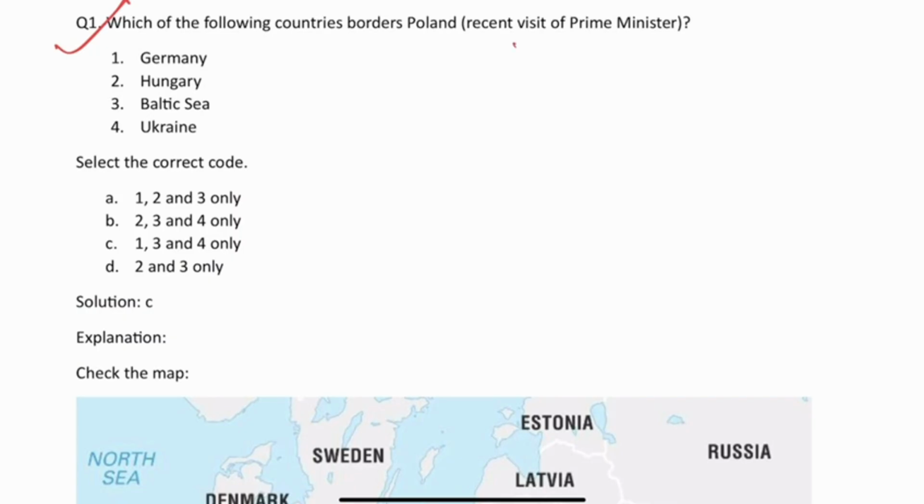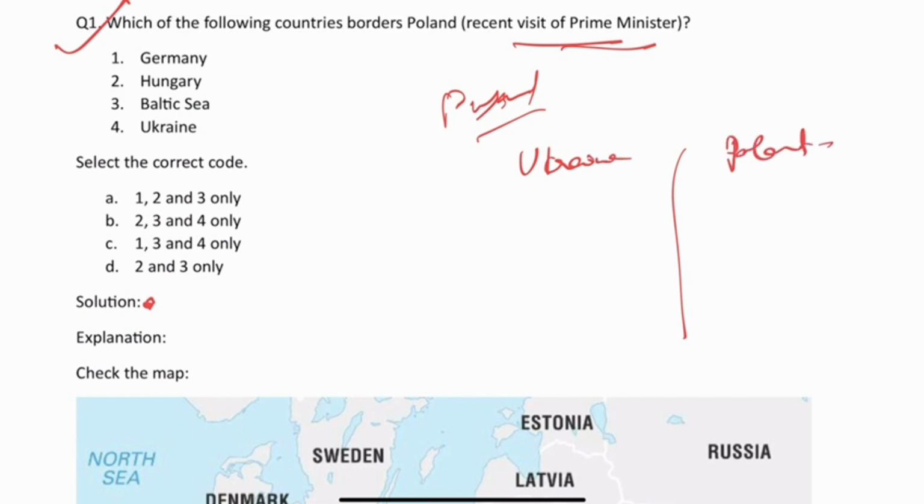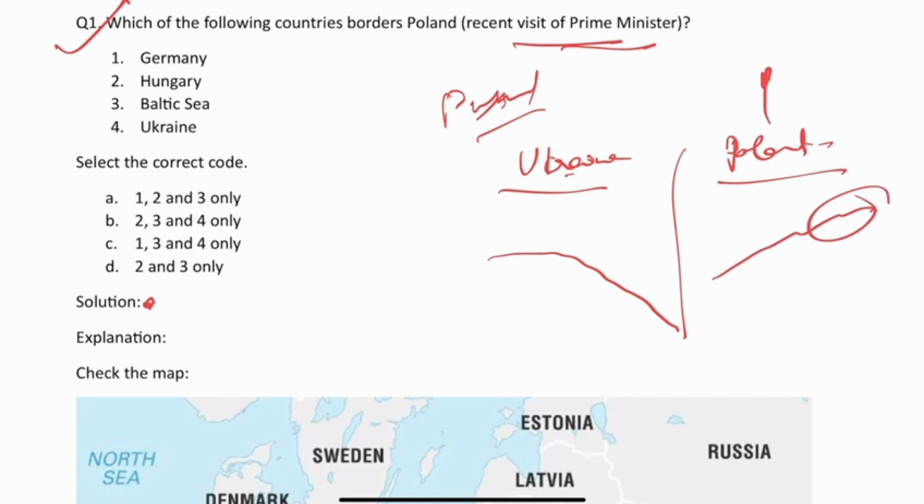Now, if you see Poland, and I compare Ukraine and Poland, there is something extra I want to tell you. First of all, if you see the trade between these two countries, the Ukraine trade is declining, and the Poland trade is increasing.